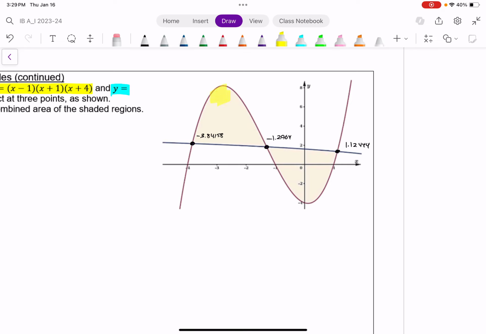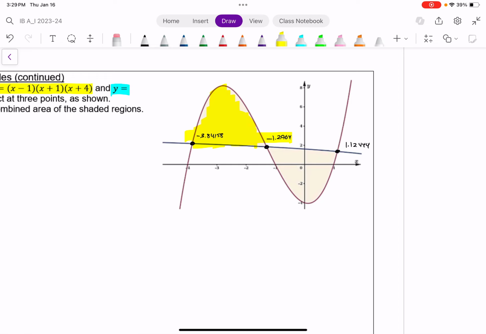All right. So to find the area, I can do the same thing as before. I can find the area of this region, which is where my cubic function is greater than the logarithmic function. So I'd find the bound from negative 3.8-ish to negative 1.3-ish. Those would be my bounds. I go the cubic minus the logarithmic, and then I'd have that area.